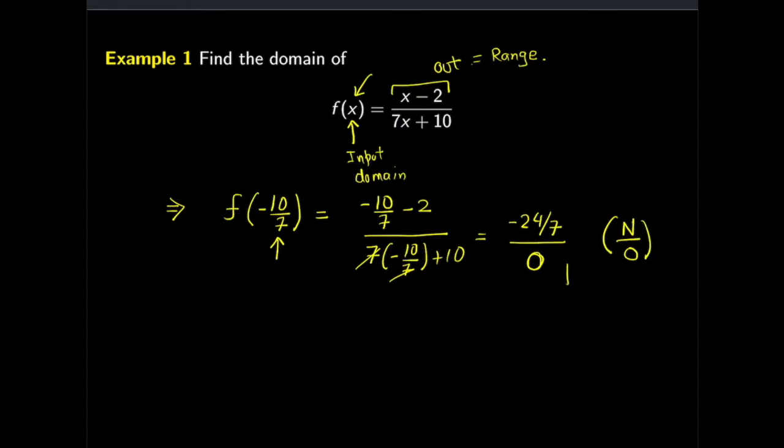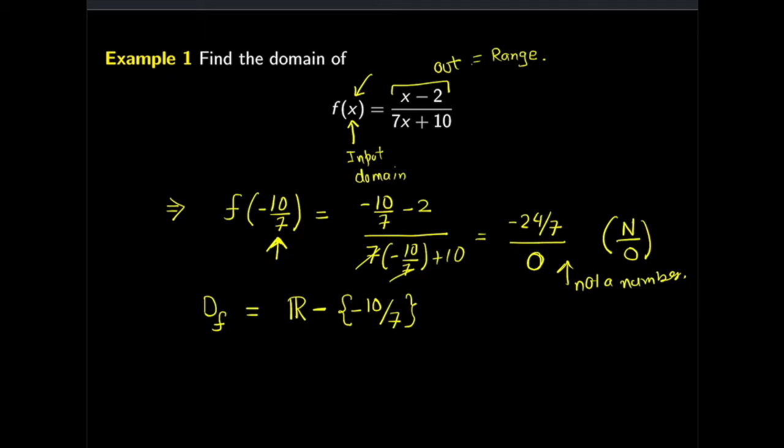So this is not an output. Basically, this is not a valid number. Since this number does not give us any output, we will say that it should not be part of the input. So this is the notation for the domain: the domain of the function is all real numbers. Any number you can think of is in the domain, but this number, negative 10 over 7, is not in the domain.